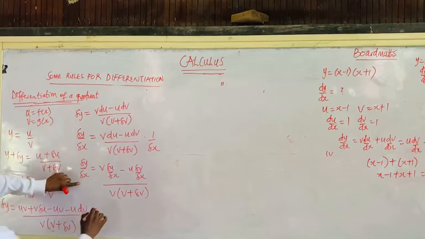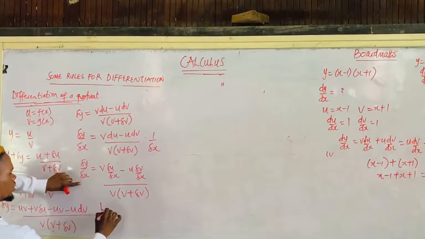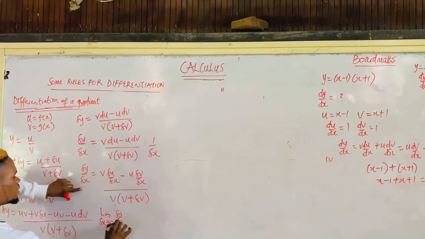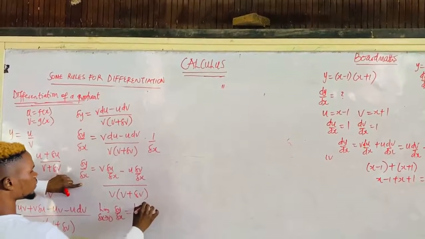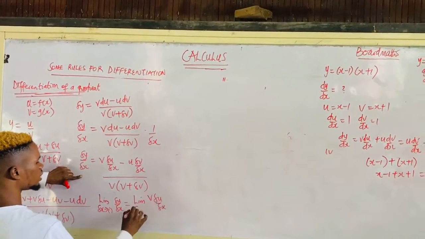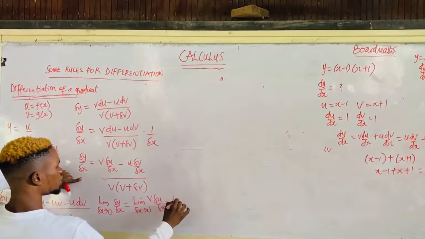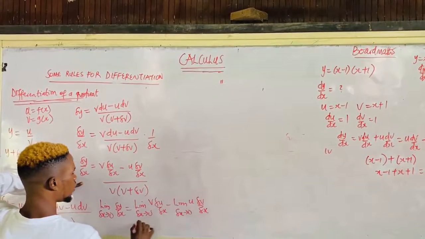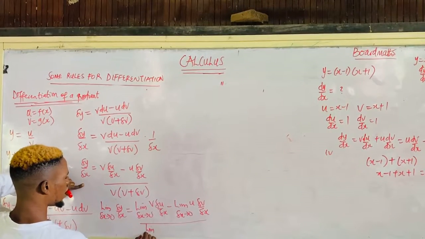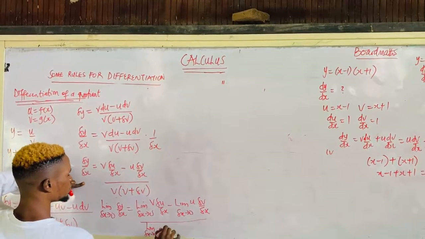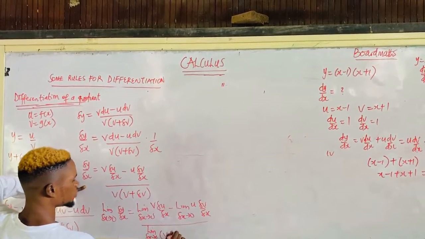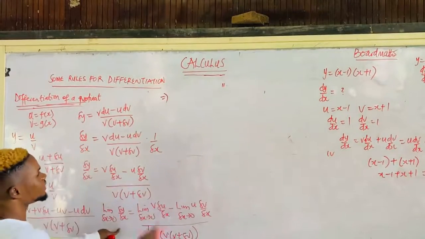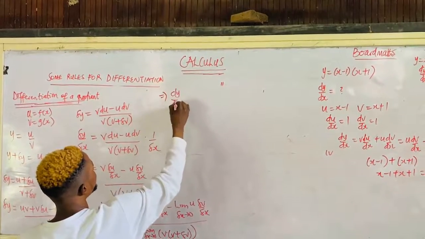So you take the limit as delta x tends to 0 of delta y over delta x, which is equal to the limit of v delta u over delta x as delta x tends to 0, minus the limit of u delta v over delta x as delta x tends to 0, all over the limit as delta x tends to 0 of v times (v plus delta v). So that gives dy/dx. You take it as what? dy/dx. That becomes dy/dx.